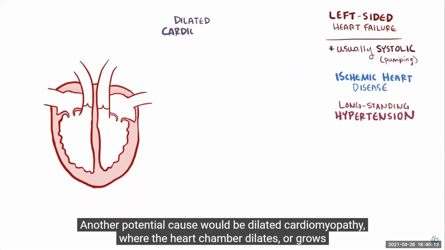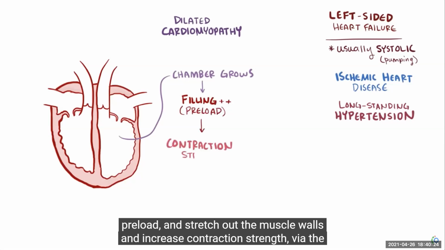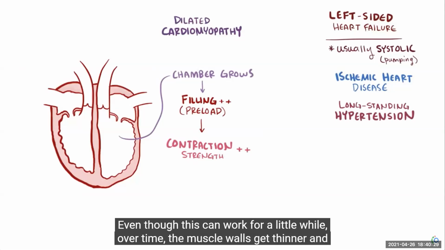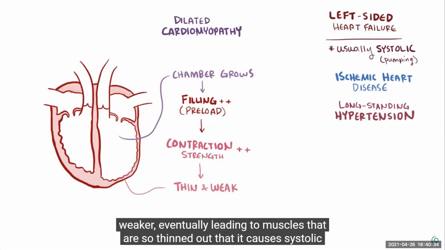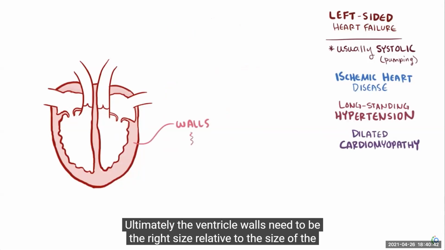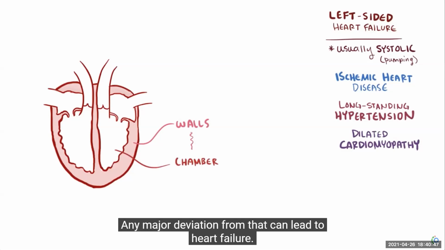Another potential cause would be dilated cardiomyopathy, where the heart chamber dilates, or grows in size, in an attempt to fill up the ventricle with larger and larger volumes of blood, or preload, and stretch out the muscle walls and increase contraction strength via the Frank-Starling mechanism. Even though this can actually work for a little while, over time, the muscle walls get thinner and weaker, eventually leading to muscles that are so thinned out that it causes systolic left-sided heart failure. Ultimately, the ventricular walls need to be the right size relative to the size of the chamber in order for the heart to work effectively. Any major deviation from that can lead to heart failure.